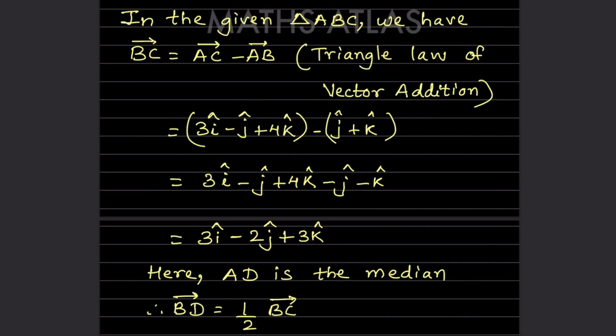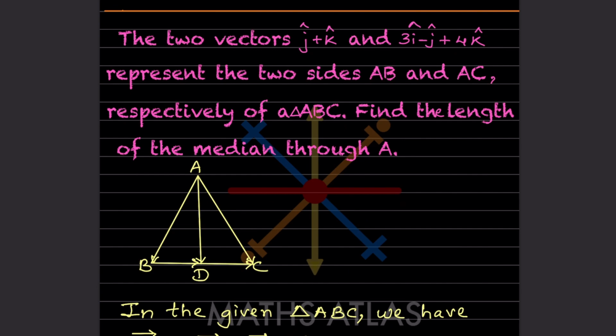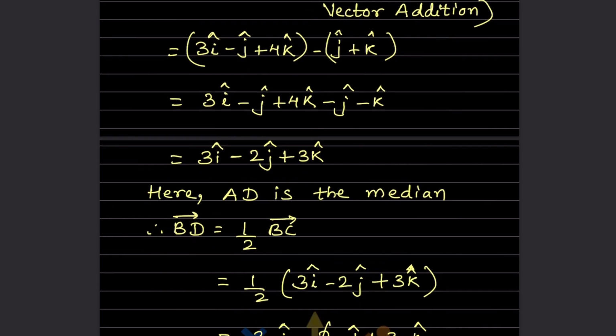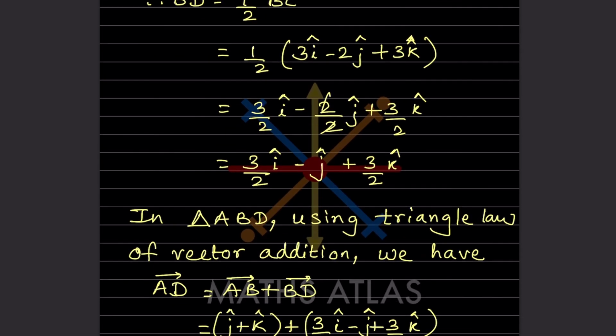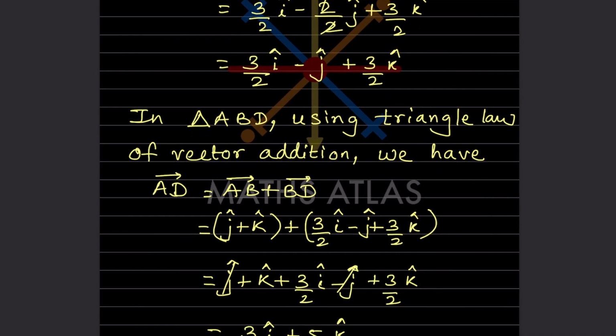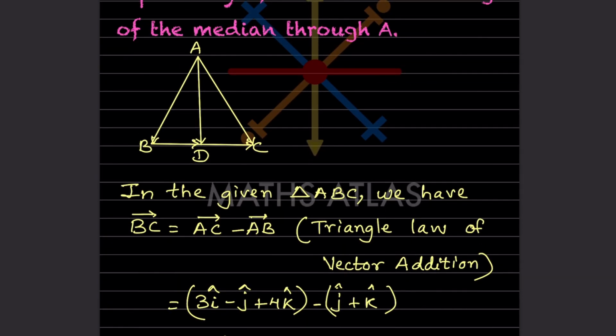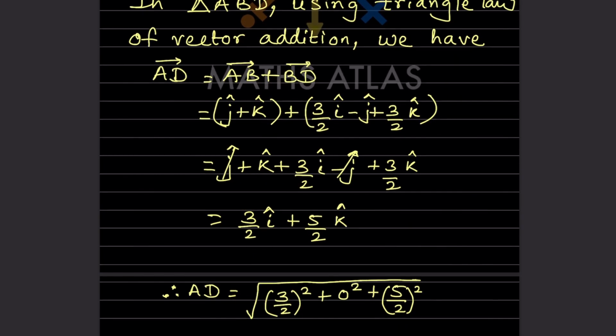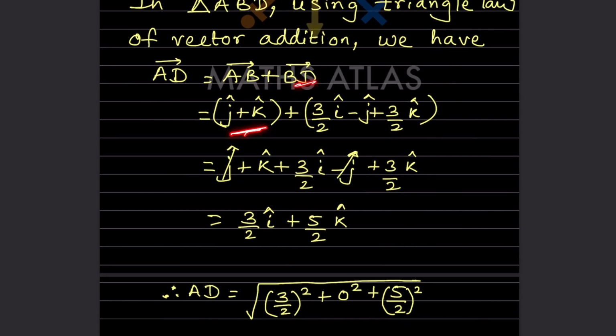Now what they asked is the length of the median to A. So we want the length of AD. Now in triangle ABD, using the triangle law of vector addition, what is AD? AD is AB plus BD. So now we know that AB is j plus k and BD is this one.